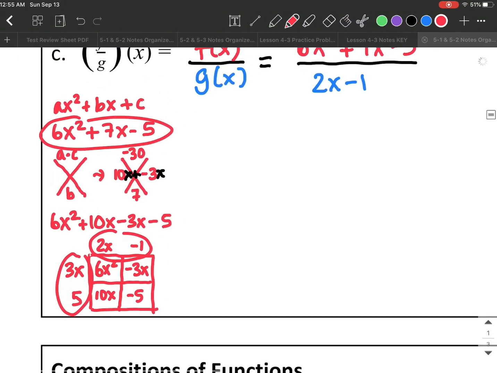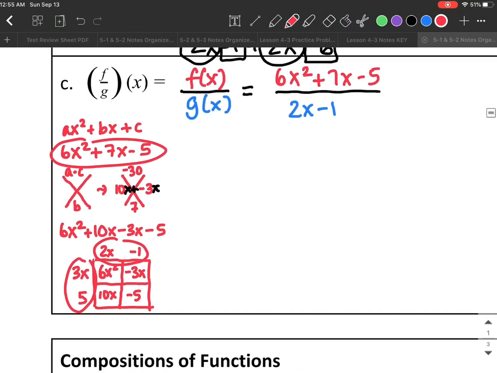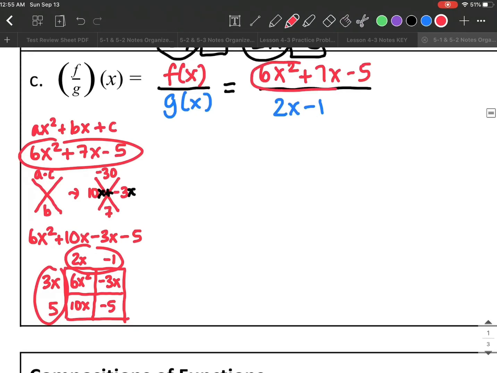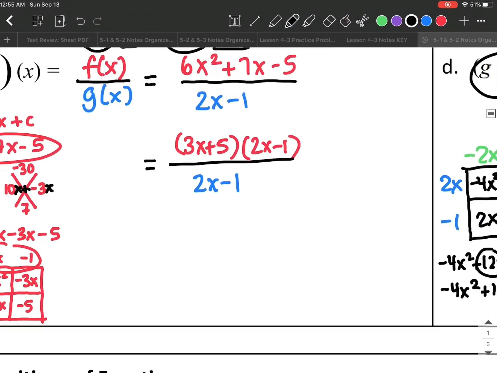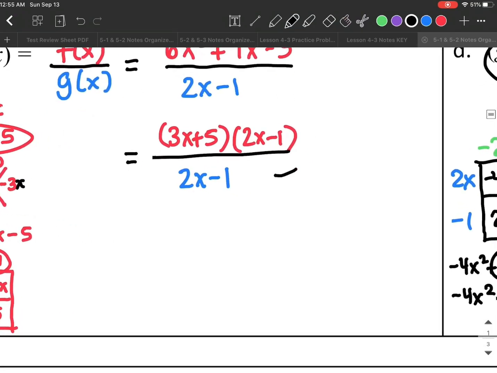If I write 6x squared plus 7x minus 5 in factored form, so instead of writing this, I'm going to write 3x plus 5 times 2x minus 1. And then I have 2x minus 1 in the bottom. Oopsies. So this is the new thing that I have. Oh, that doesn't matter yet. We'll talk about that at the end. But I can cancel out the 2x minus 1 and the 2x minus 1. And then I'm left with 3x plus 5 is my final answer in simplified form.